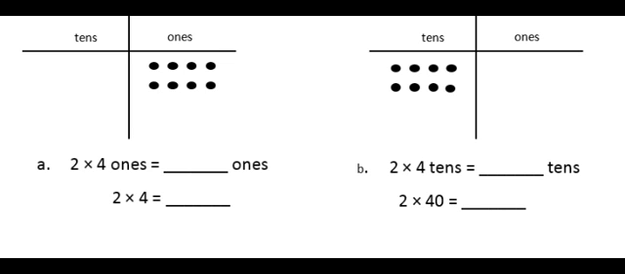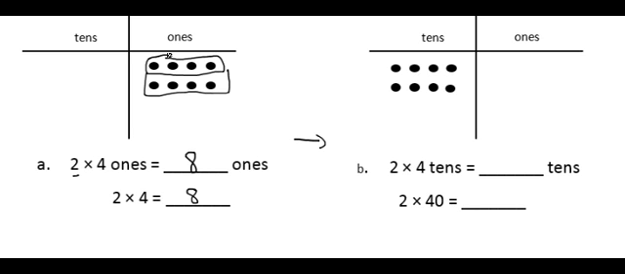Here's another example, only this time we're using the place value chart. The first problem is showing us 2 times 4 ones. If you think about this, we started with 4 ones, and then we doubled it when we took it times 2. So that gave us 8 ones altogether. That tells me 2 times 4 equals 8. That connects to the next problem.